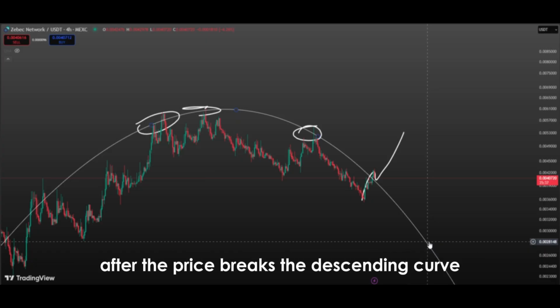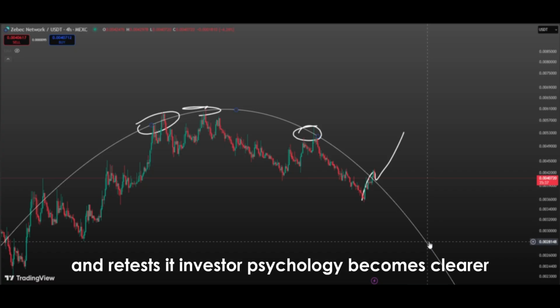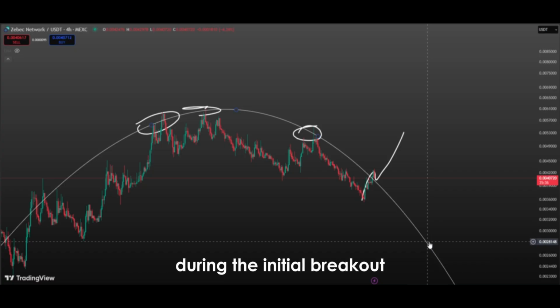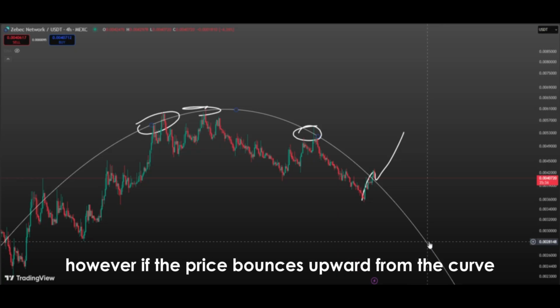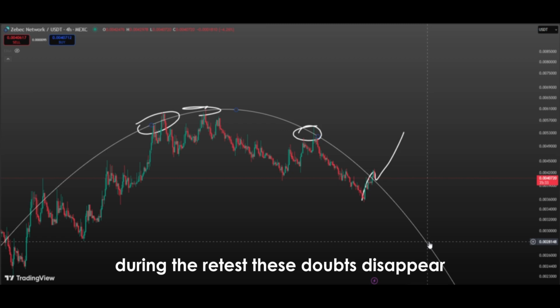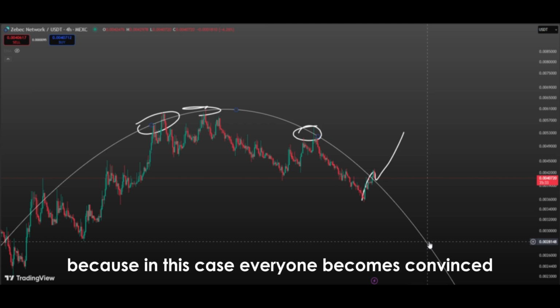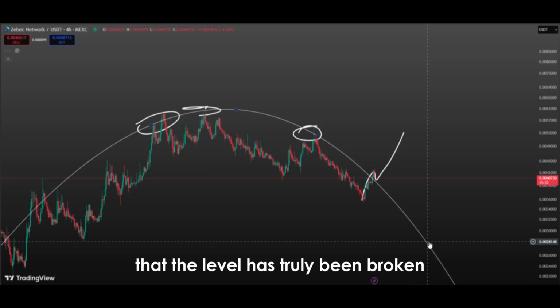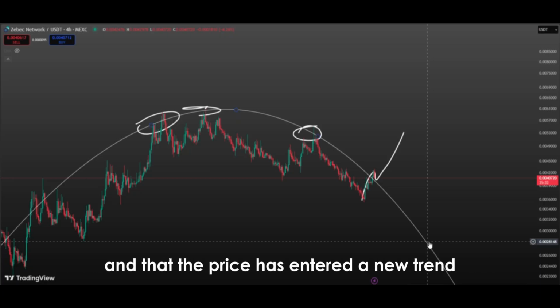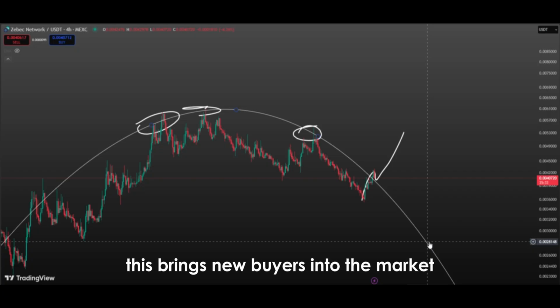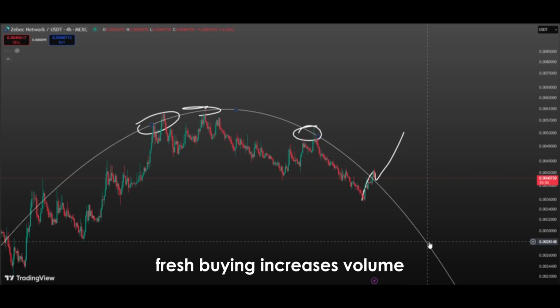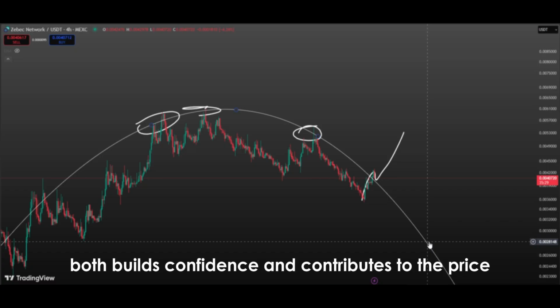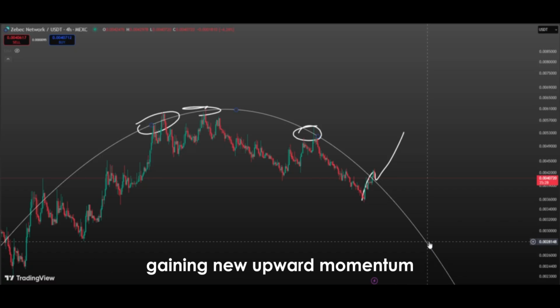After the price breaks the descending curve and retests it, investor psychology becomes clearer. During the initial breakout, some investors may hesitate. Many market participants wonder, could this be a false breakout? However, if the price bounces upward from the curve during the retest, these doubts disappear, because in this case, everyone becomes convinced that the level has truly been broken and that the price has entered a new trend. This brings new buyers into the market. Fresh buying increases volume, and higher volume pushes the price further up. Thus, the retest both builds confidence and contributes to the price gaining new upward momentum.